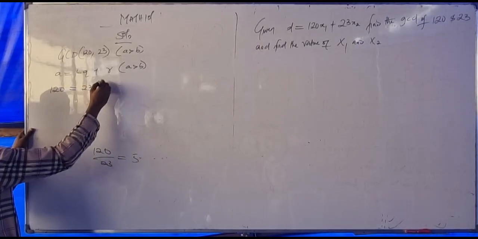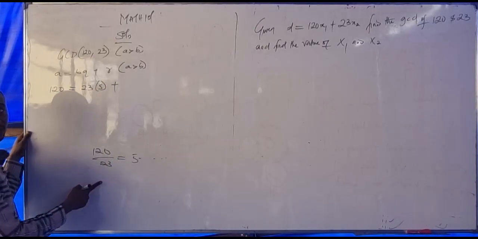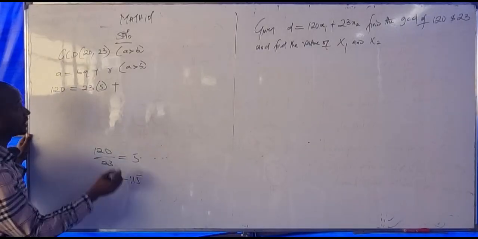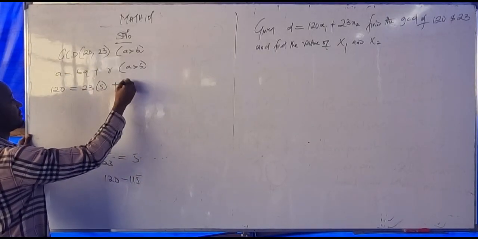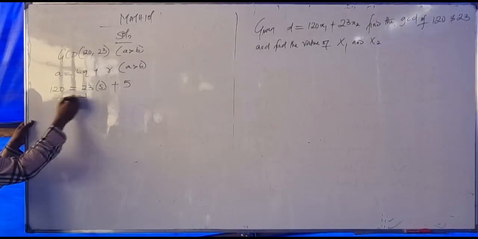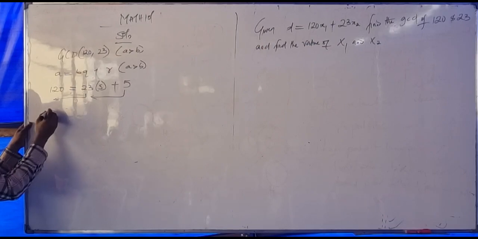So we have 5. Remember, 5 times 23 is 115, so 120 minus 115 is 5. Are you sure it's 5? Are you there? So what do we do now? We have to extend.